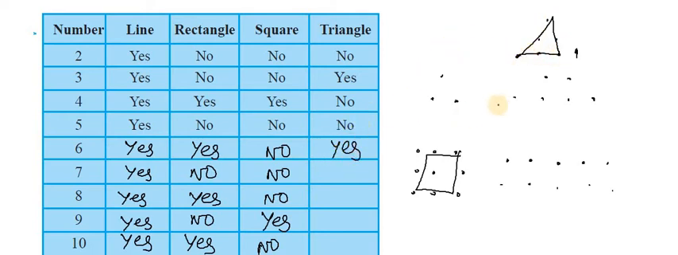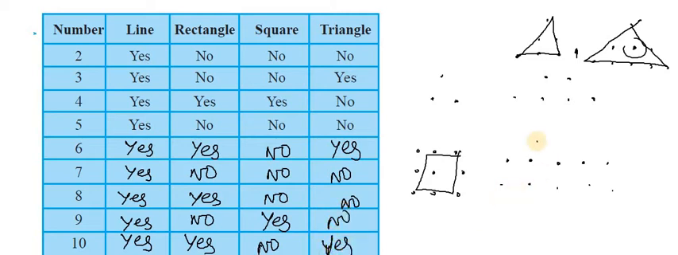Whereas for 7 dots you can't get a triangle, and for 8 dots also you will not get a triangle, and for 9 dots, 1 2 3 4 5 6 7 8 9, you will not get a triangle over here because this dot is missing. Whereas for 10 dots we will get a triangle: 1 2 3 4 5 6 7 and 8 9, up will come one more, so like that you'll get.